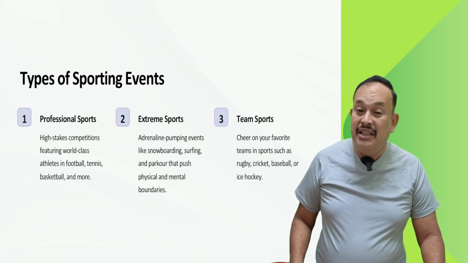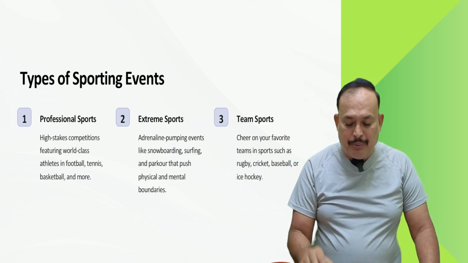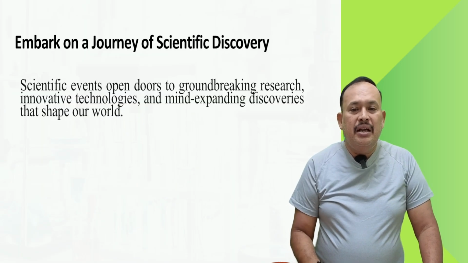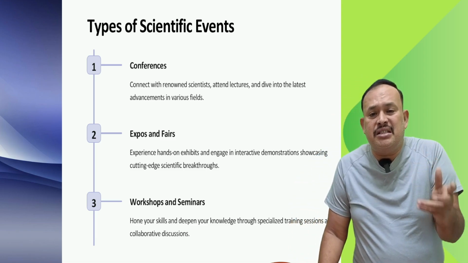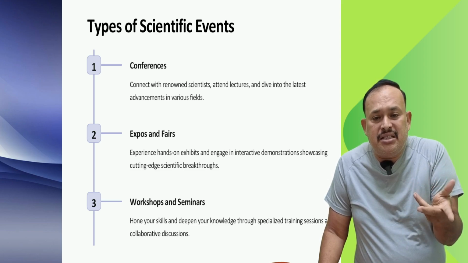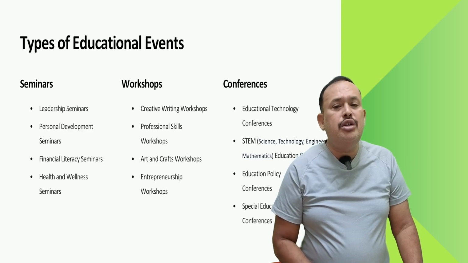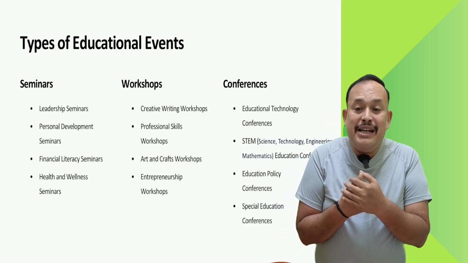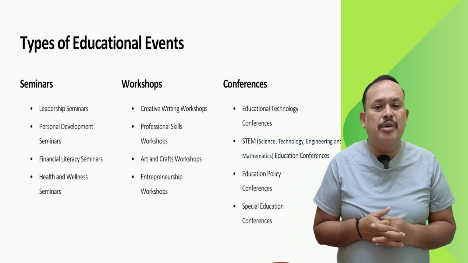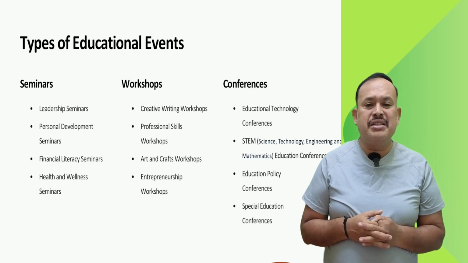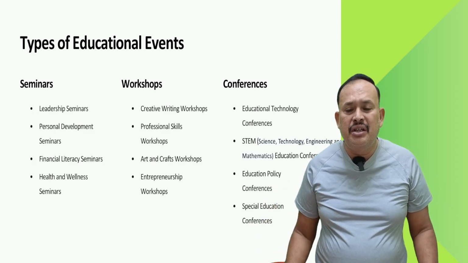Where the event is actually held, or the amusement park where it is located, is the place of supply. Further, admission to scientific events, like conferences, expos and fairs, workshops, seminars. Admission to educational events, which are professional development seminars, workshops, professional skill workshops, and education technology conferences.